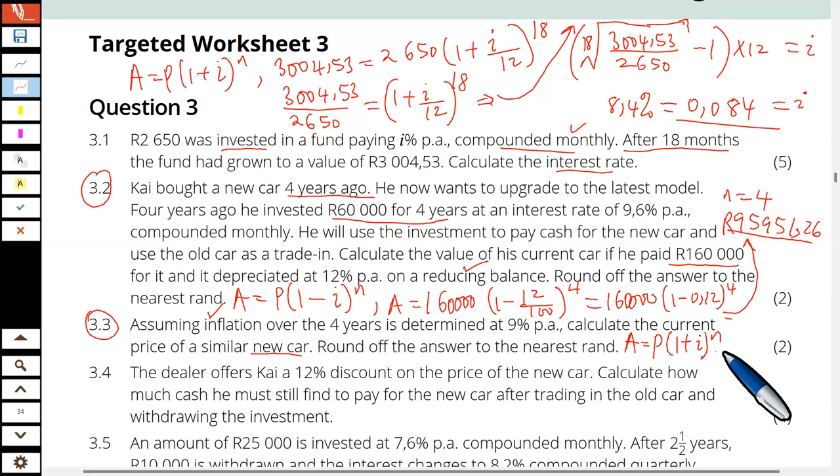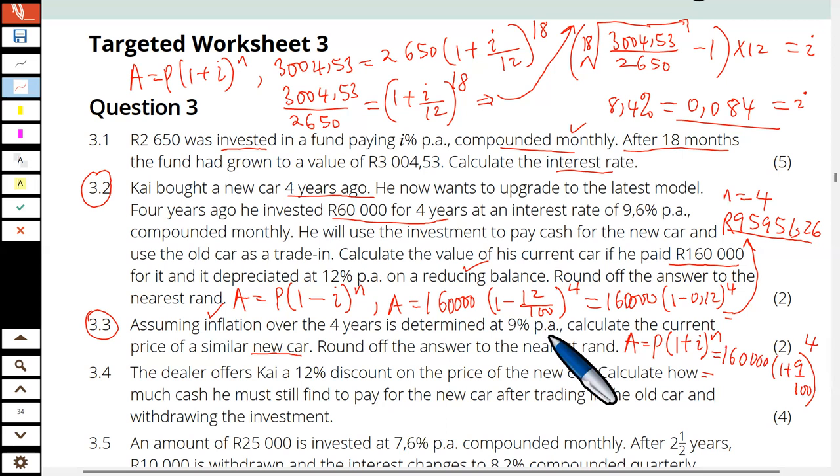Furthermore, over the 4 years, remember, the car was bought at 160,000, into one plus the interest rate, which is 9%, so 9 over 100, raised to the power 4. So you are dealing with 160,000 into 1 plus 9 over 100 because it's 9%.